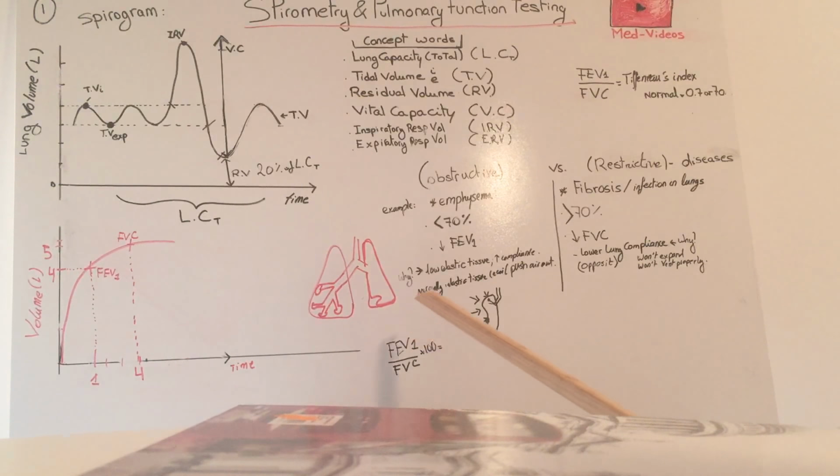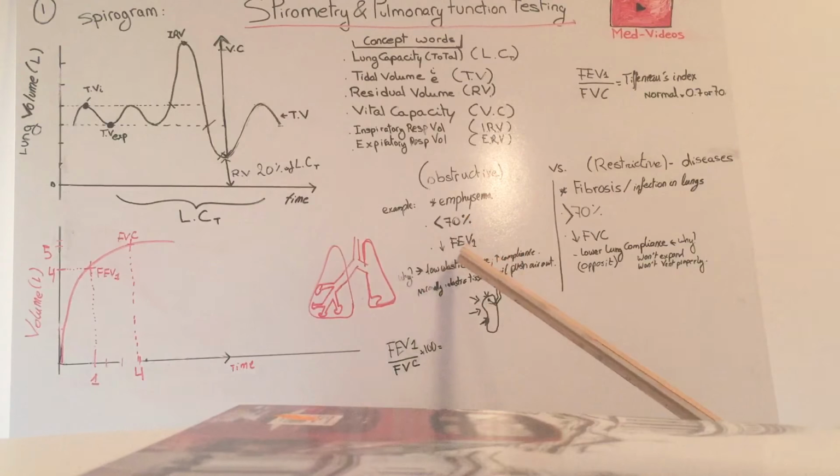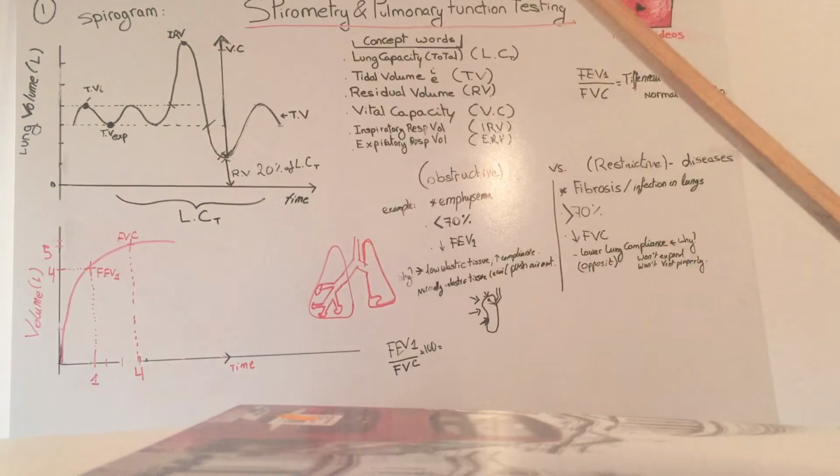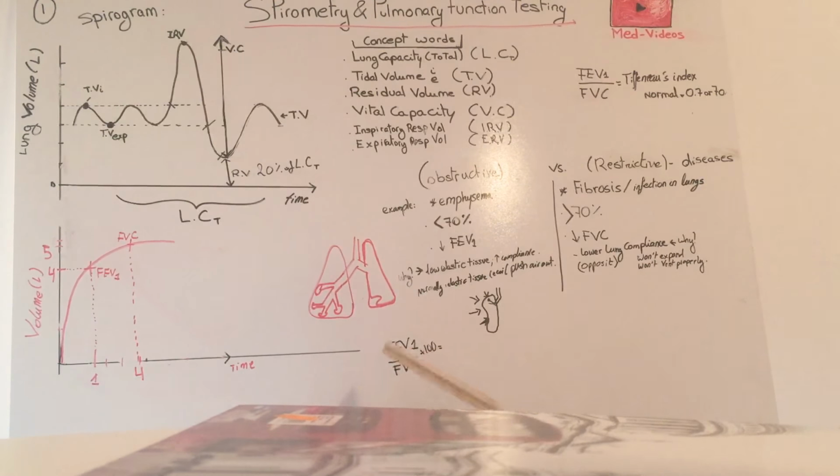This will cause the patient to have a lower FEV1, which means that they can expire less air. And obviously, if you look at this ratio, if you have less FEV1, you do the math. Well, it won't go more than 70%, it'll be less than 70%. So this is one way of finding out if the patient has an obstructive pulmonary disease.